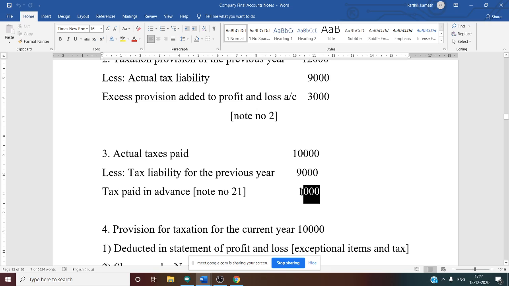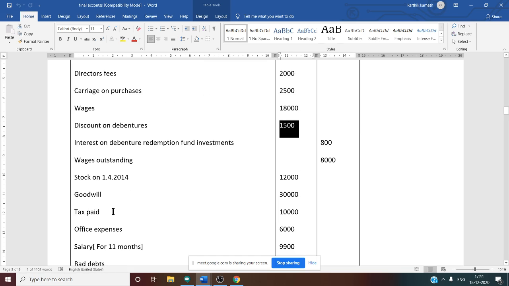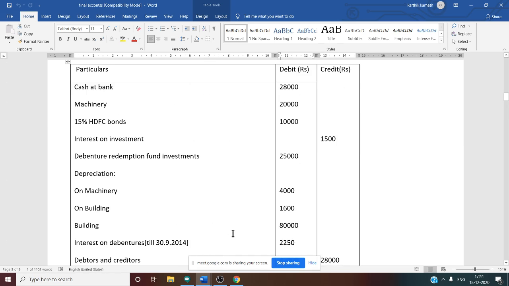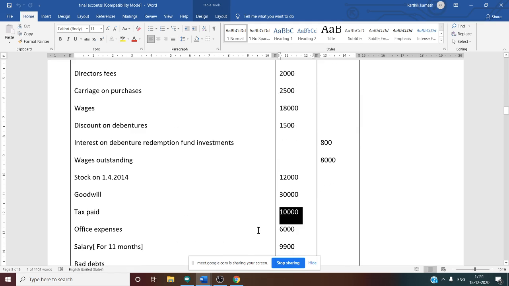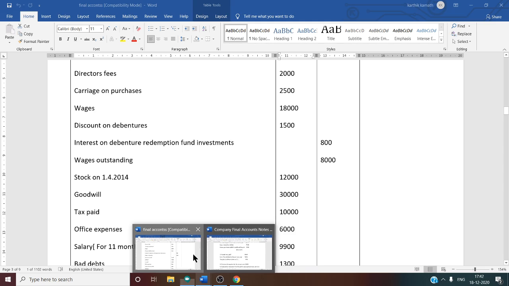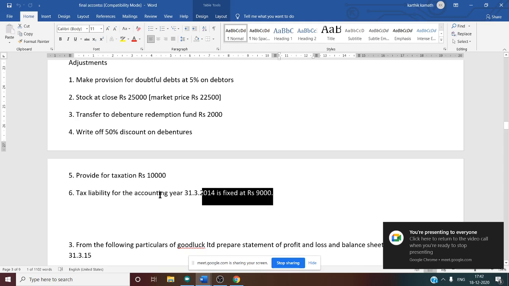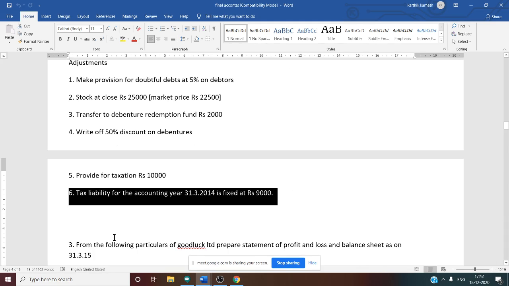Now tax paid, first thing in the trial balance you have to search tax paid information where it is given. Tax paid information we want, see this, tax paid 10,000 given debit side balance. So this tax paid during the financial year 2014-15. So now we know for 1 year this is a tax paid, but what is our actual tax liability for that year, that is given in the adjustment. So if you see the adjustment, tax liability last sentence, tax liability for the accounting year 31st 3 2014 is fixed at 9,000. So your liability is 9,000.